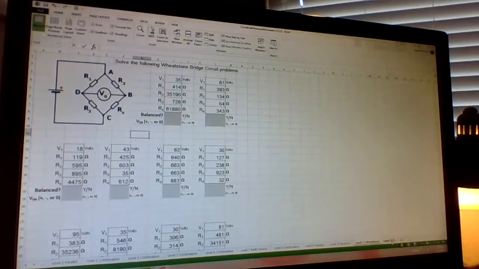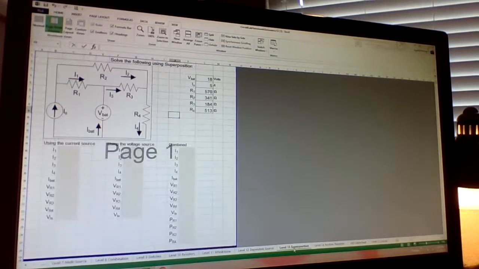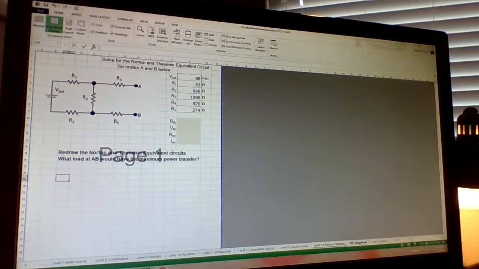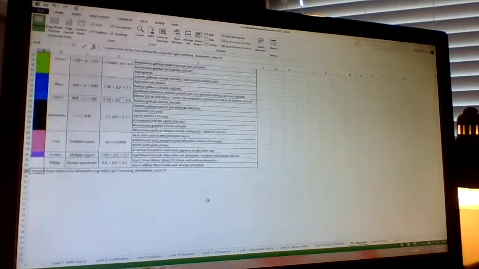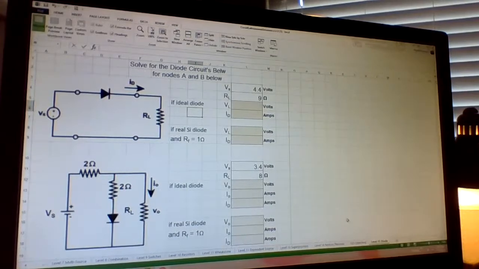You've got Wheatstone bridge problems then. You've got dependent source problems. You've got superposition problems, Norton and Thevenin problems. We also have a data sheet here on LEDs, but keep in mind, sometimes they'll have different numbers used. And then we've also got some simple diode problems. So all in all, about 17 levels or 17 tabs for Circuit Lab. Are there any questions on that on the national website?